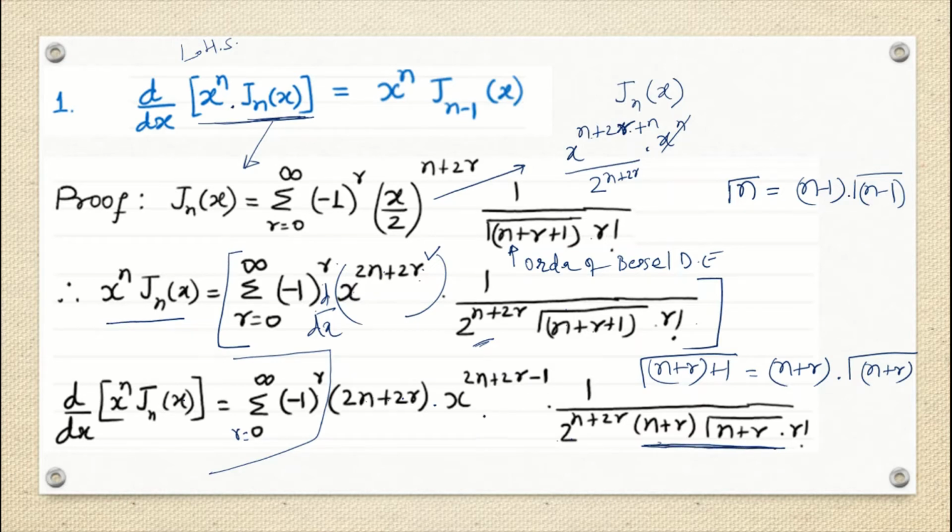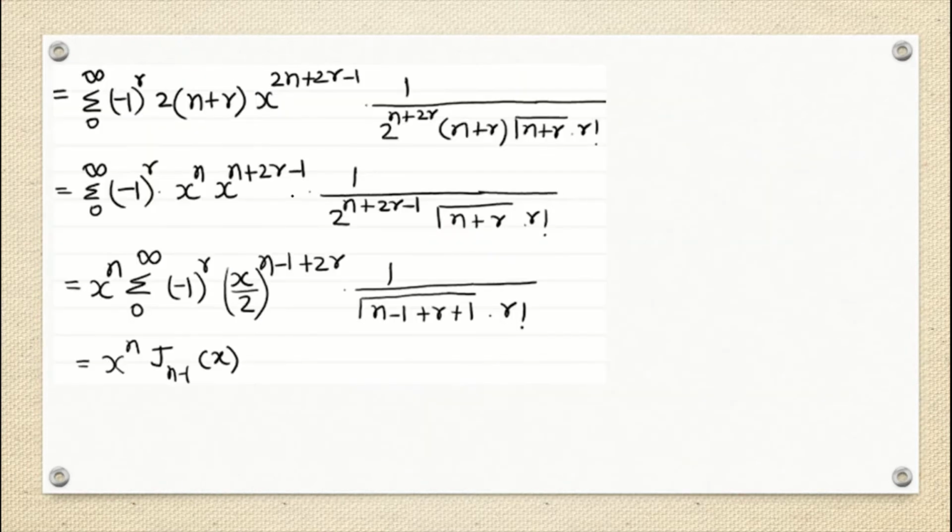So next, what are we going to do? Here we have written that we have taken 2 common, and this is n plus r, this is as it is, and then n plus r here, right? So this n plus r and this n plus r will get cancelled. To make it cancel only, we made these changes. Now we can see that 2 is present here also, 2 in the denominator also, right? So again we'll do some simplification.